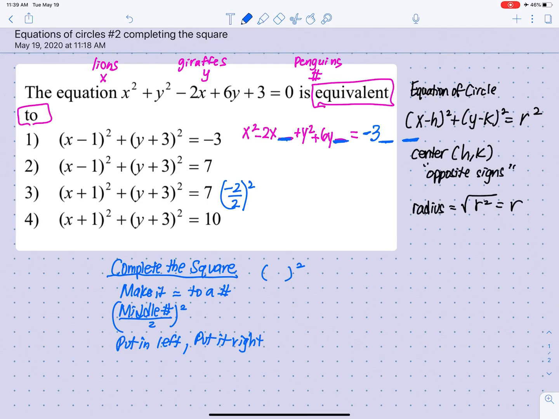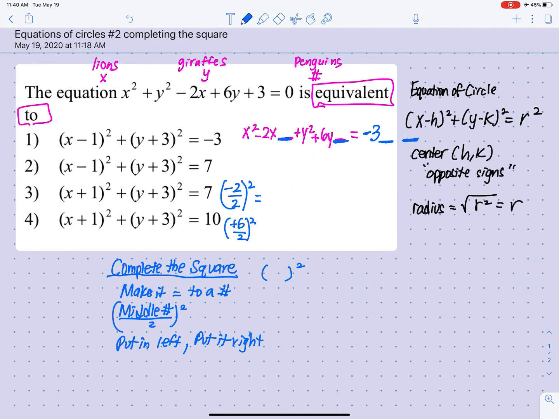Let's set it up for the second one here. This is y squared, y number. The middle number is positive 6. I would highly suggest you write it out so you don't get confused. Just to be very clear, so far we have middle number, divide by 2, square it, for each. We're doing these separately because this is for the lions and this is for the giraffes.